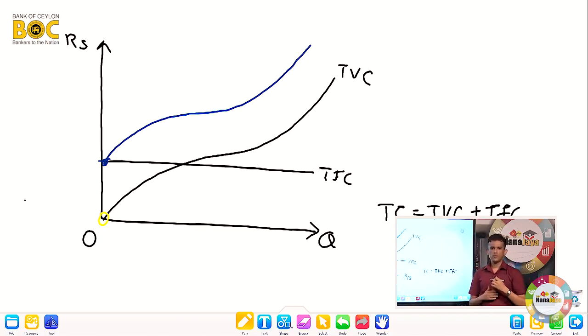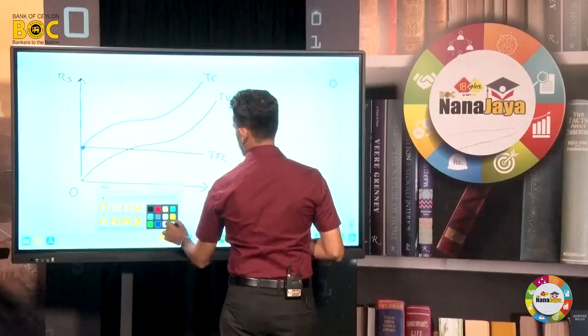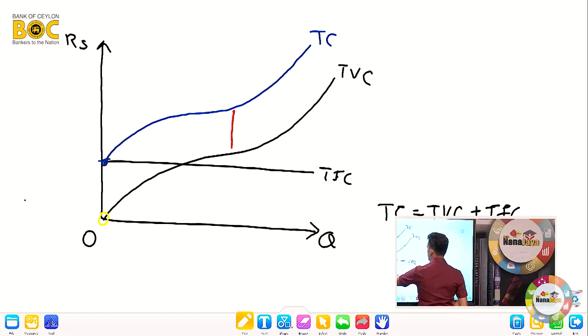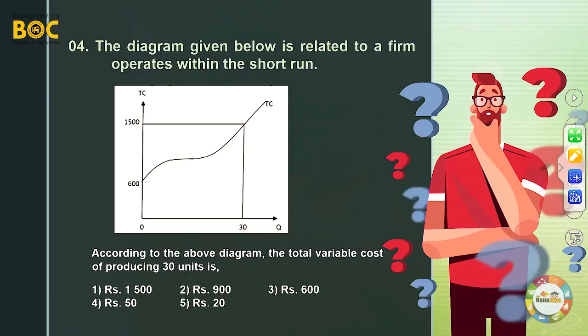The total cost curve moves parallel to the total variable cost curve. The vertical gap between the total variable cost curve and the total cost curve represents the total fixed cost of the firm. The total fixed cost does not depend upon the number of units of production. So the total fixed cost is a fixed figure. Therefore, the total variable cost curve and the total cost curve move parallel to each other. So therefore, we will go back to the question.